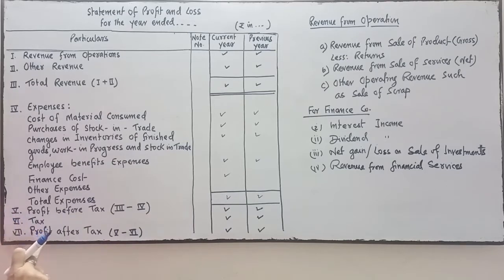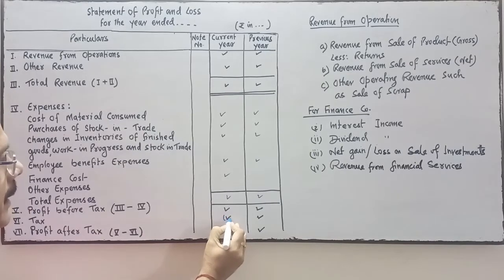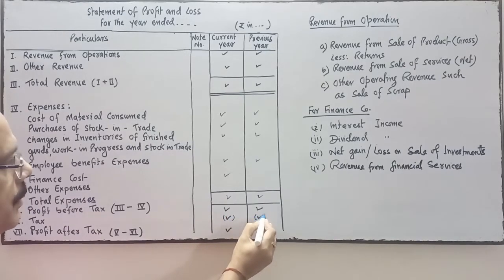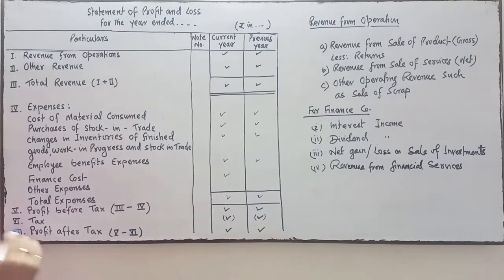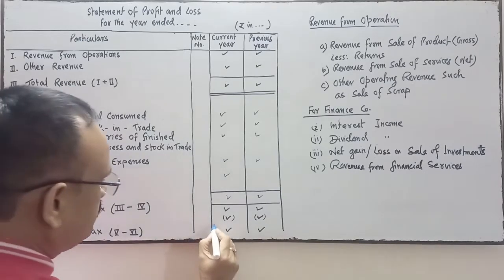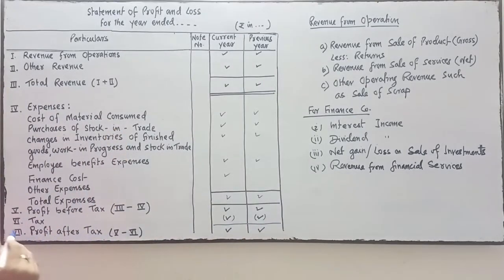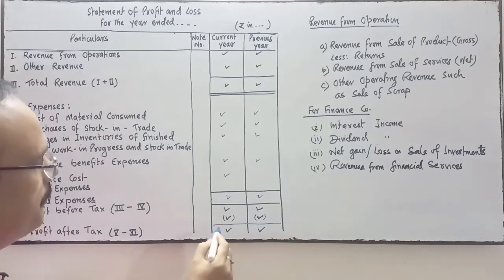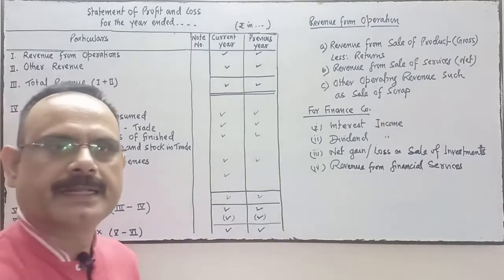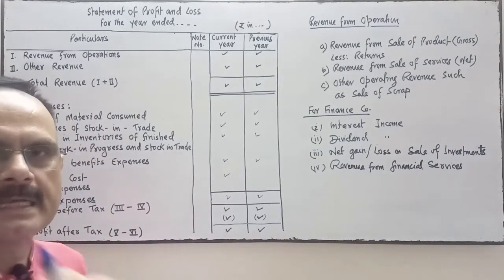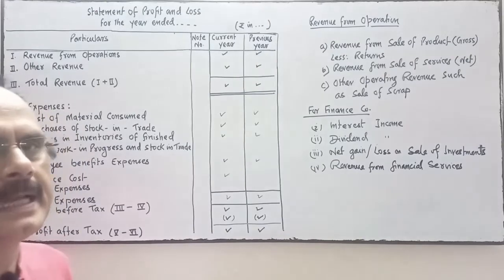Thereafter tax will be deducted. Okay, so the last one is profit after tax. This profit before tax, fifth number, minus sixth, the figure will come in the seventh, profit after tax.